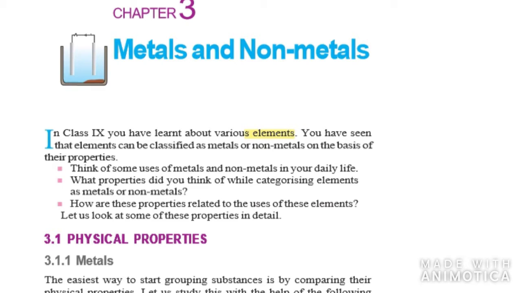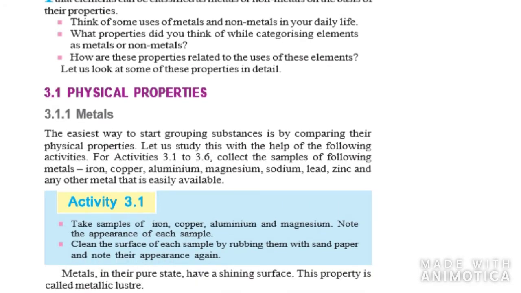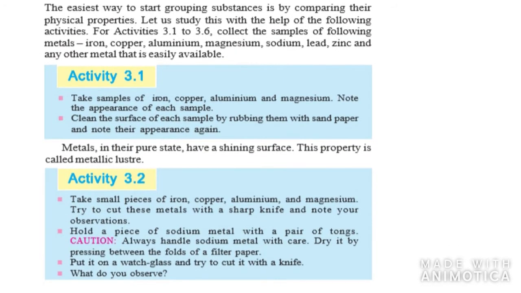As you know, some metals I would name are iron, copper, aluminium, magnesium, lead, zinc, sodium. These all are metals that are easily available. So we would be talking about them in various activities. We would be talking about physical properties of metals.